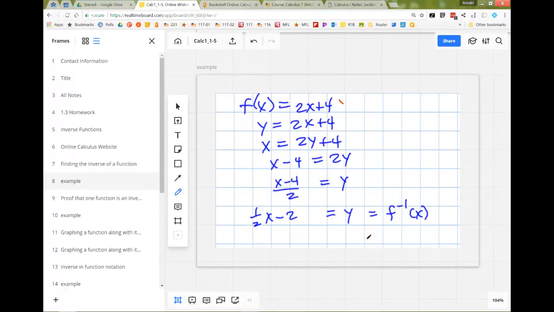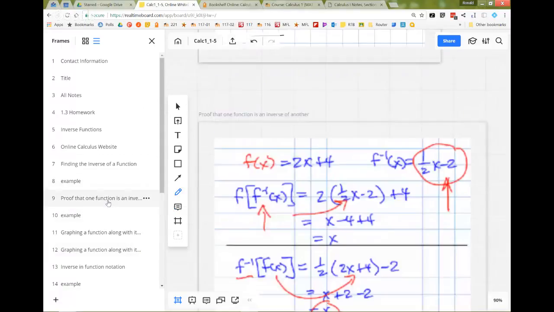So you first replace the f of x with a y. Then you take the x and the y and swap them. And then you notice I subtracted 4 from both sides. I divided by 2. I mean, this is okay for an answer, but this is a little bit better. If you divide x by 2, and divide -4 by 2, it becomes a -2.